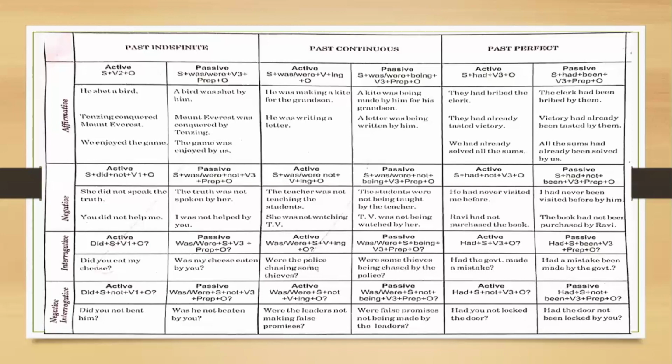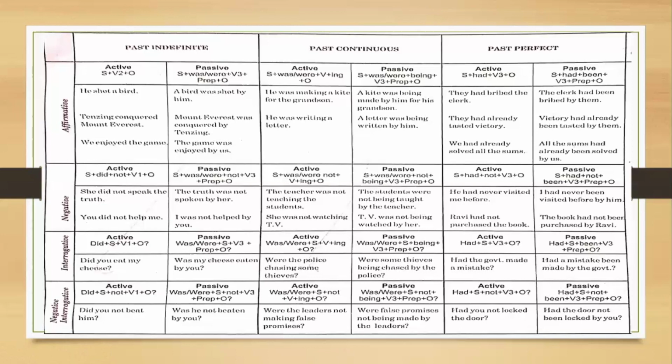Next, past continuous. In this, was/were plus first form of verb plus ing plus object. Yes. So if we have to change it into passive voice, then it will be was/were plus being plus third form of verb. Yes. So, he was making a kite for his grandson. A kite was being made by him for his grandson. He was writing a letter. A letter was being written by him.